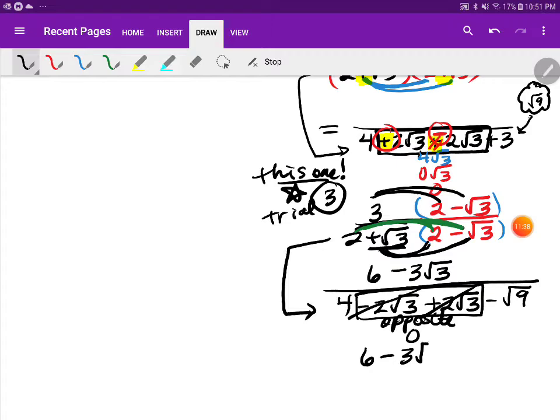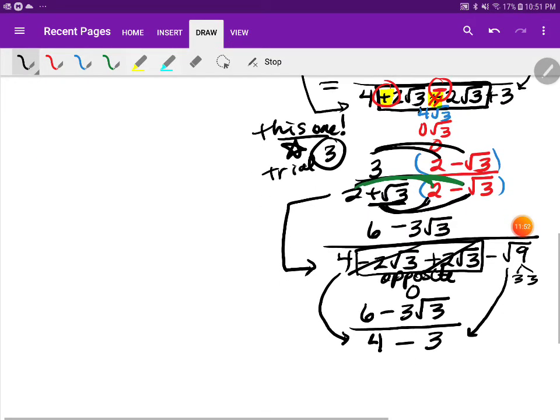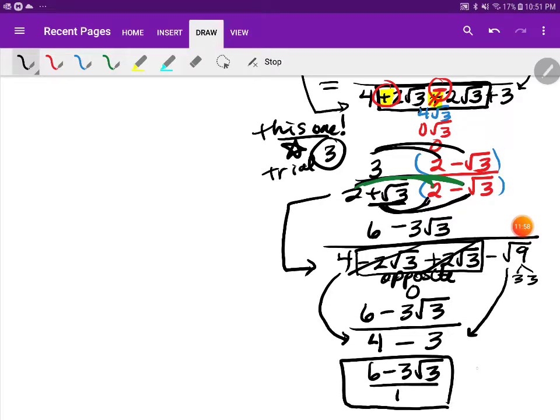So 6 minus 3 radical 3 divided by the 4 is still a 4. But this one is a minus radical 9. So radical 9 is 3 times 3, so 3. Oh, this one's kind of interesting. Turns out that you get a 1 in the denominator. That's rare. So this is the answer, or you know that 1's in the denominator don't really need to be there. So that's the final answer. So this is the way.